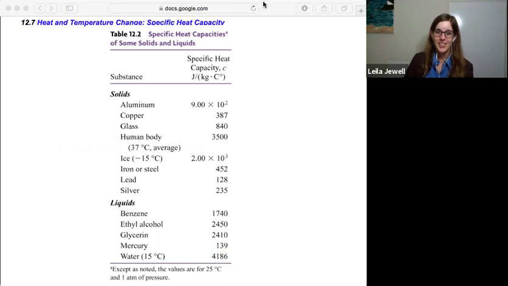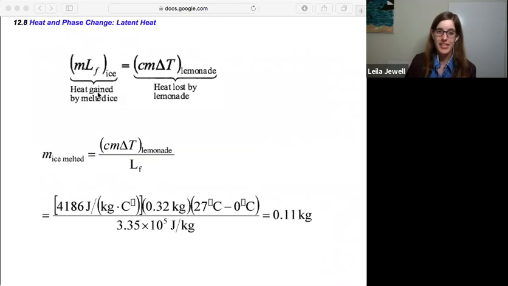Awesome. So with that, we can now solve away, right? We are going to again set up heat gained is equal to heat lost. What's gaining heat is the ice. It's starting to melt, versus the lemonade is losing heat. It is going to a lower temperature. So we describe that with mL, latent heat of fusion of the ice, is equal to mc delta T of the lemonade as it changes temperature.